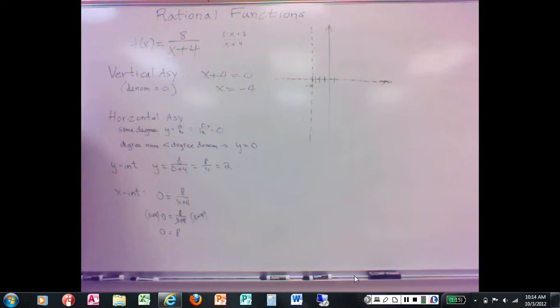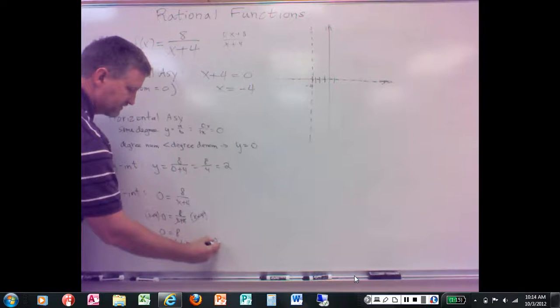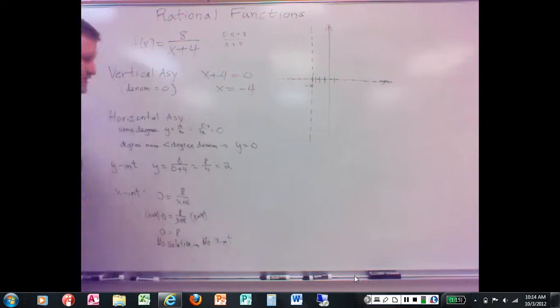0 equals 8. What's the x-intercept? Well, that doesn't make sense. 0 does not equal negative 8, so there's no solution to that equation. So what's the x-intercept? There's no x-intercept. This one is not going to have an x-intercept because there's no solution to that equation. With me?